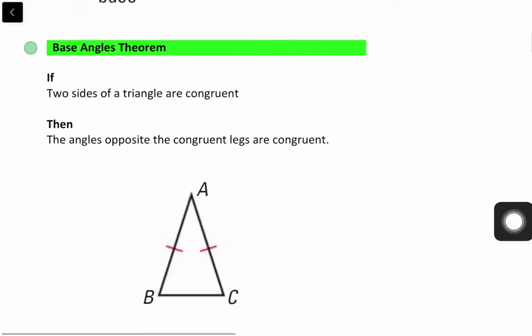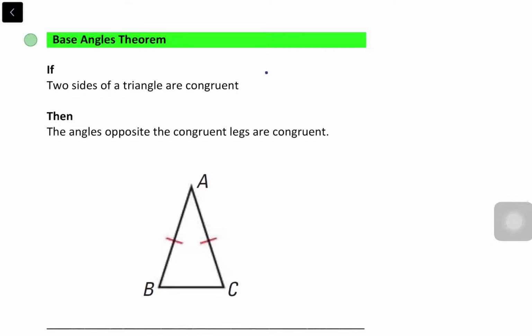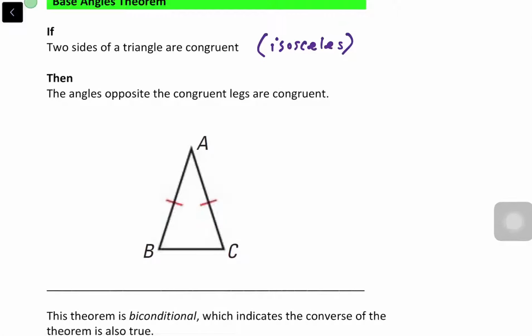If two sides of a triangle are congruent, that is, it's an isosceles triangle, then the angles opposite the congruent legs are congruent. So when I say opposite of the congruent legs, if I go directly across from the congruent legs to the base angles, they are congruent. So we can say that angle B is congruent to angle C because AC is congruent to AB. So these two legs being congruent tells us that angle B and angle C must be congruent.